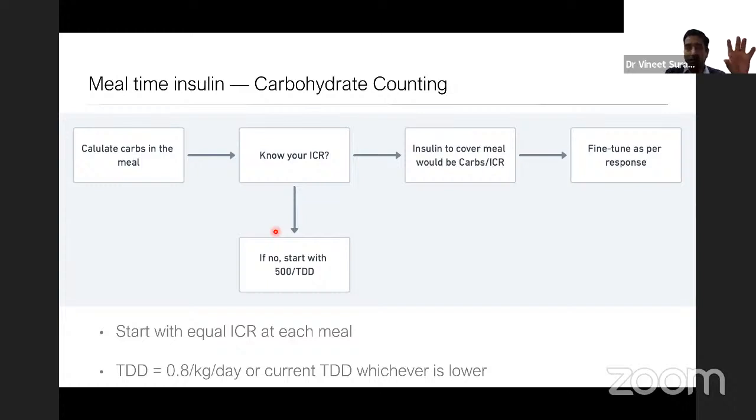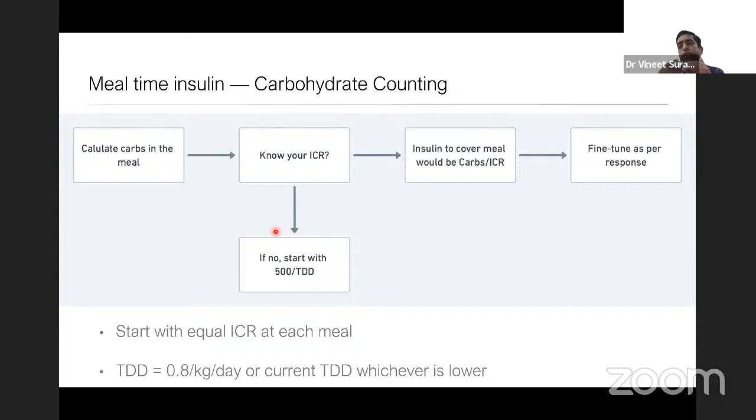So calculate carbs in the meal. Then you need to know your ICR, insulin carb ratio. Obviously, initially you will not know your insulin carb ratio. So start with 500 divided by total daily dose. That will give you your insulin carb ratio. That means for every 10 gram or 15 gram, or whatever your insulin carb ratio comes to, for every X gram of carbs you will require Y units of insulin. Then, based on that, insulin to cover the meal would be carbs divided by the ICR. So suppose my carb ratio is around 10 and I'm taking 50 grams of carbs, then I will require around 5 units of insulin.